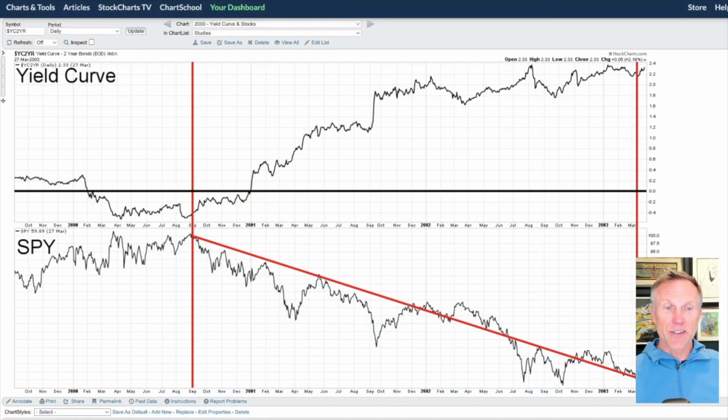The first thing I want to look at here is, we're going back to 2000. Look at the screen. There are two charts, a top chart and a bottom chart. The top chart is the yield curve. The yield curve is when you take the yield on the 10-year treasury and subtract the yield on the 2-year treasury. That should always come out positive, because you want to be paid more if you give the government your money for 10 years rather than 2 years. So the yield on a 10-year should always be more than the yield on a 2-year, except when things get really dangerous and unstable, which is what was happening in the year 2000.